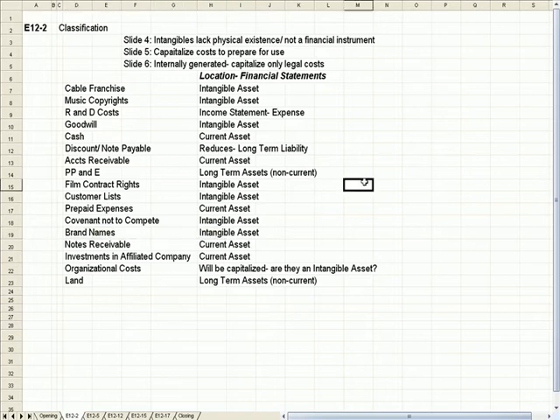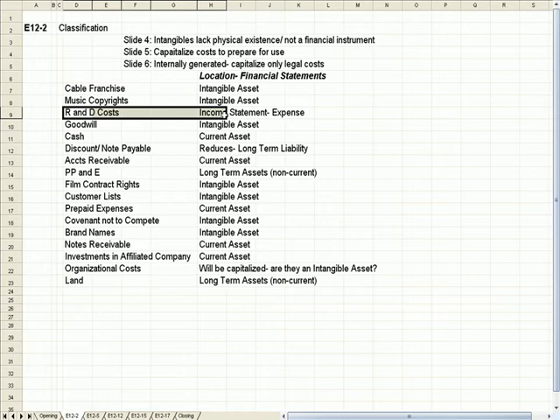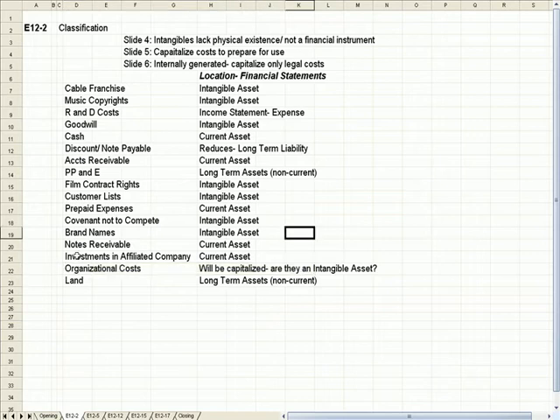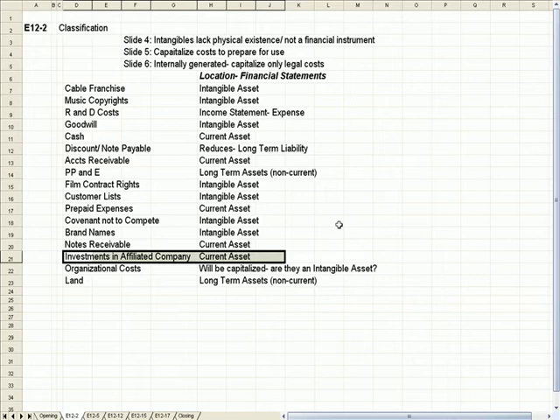The other ones here are not intangible assets. R&D costs are immediately expensed. Some of these are pretty obvious and I won't cover all of them. Organizational costs. That's another one that can be a question mark and it takes a little more work than the scope of this video. An investment in an affiliate is not an intangible asset, it's a current asset. So if a parent company invests in a subsidiary, that's a current asset.